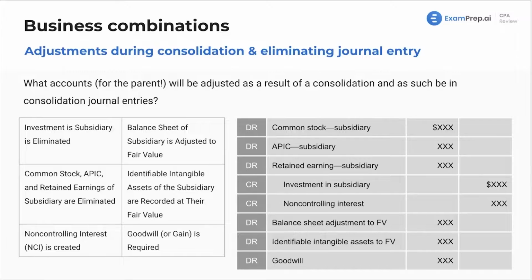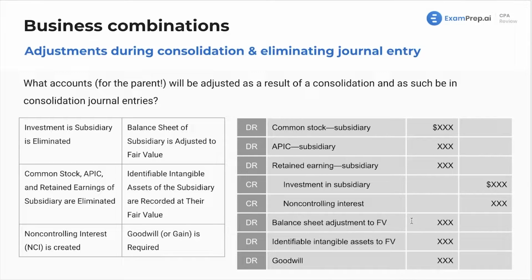All right, adjustments during consolidation and eliminating journal entries. So what accounts for the parent? Remember who we are. Don't forget who we are, right? Don't think we are the subsidiary. Remember in each section who we are, what we're accounting for. If we're talking about stock options, we are the company issuing the stock options. We're doing business combinations, we are the acquirer. So what accounts for the parent will be adjusted as a result of the consolidation and as such be in consolidation journal entries.